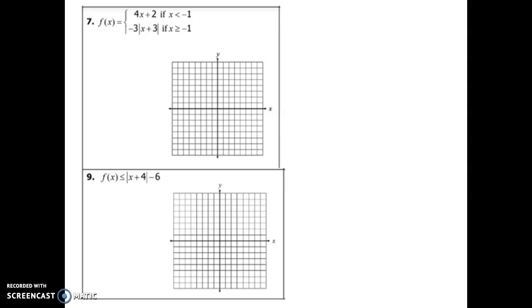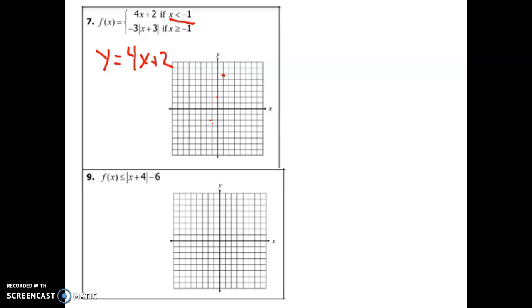So number 7 is a good one because it's talking about piecewise functions. So our first equation, f of x, or y, equals 4x plus 2. Well, this is true when x is less than -1. So I'm going to start by graphing this like a normal line. So we're starting up 2 on the y-axis, and my slope is 4. So I'm going up 4 to the right 1. And I can't repeat that again, so I'm going to do the opposite, starting at that first point, our y-intercept of 2, and going down 4 to the left 1.